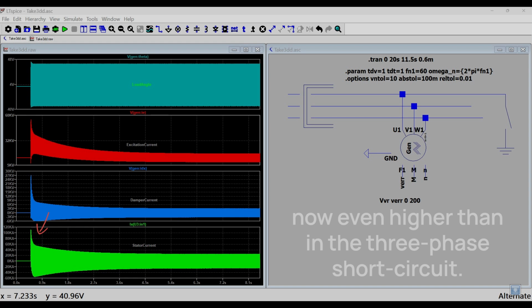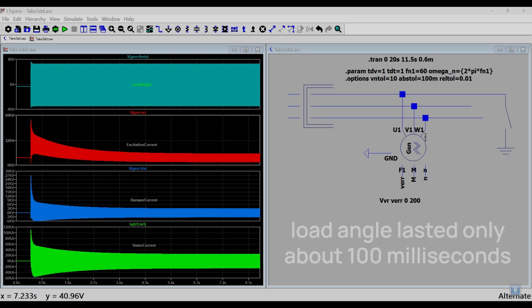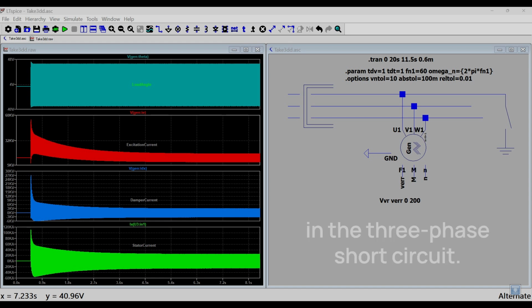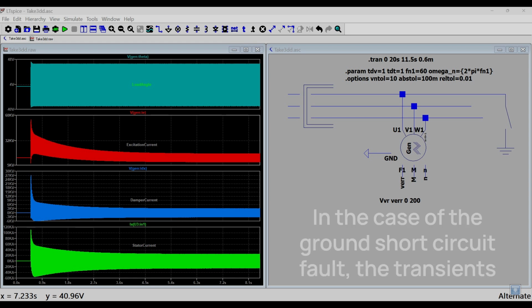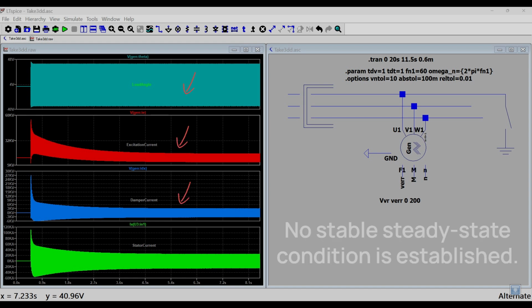The transients of the damper winding, the field winding, and the load angle lasted only about 100 milliseconds in the three-phase short circuit. In the case of the ground short circuit fault, the transients remain high throughout the entire short circuit fault. No stable steady-state condition is established.